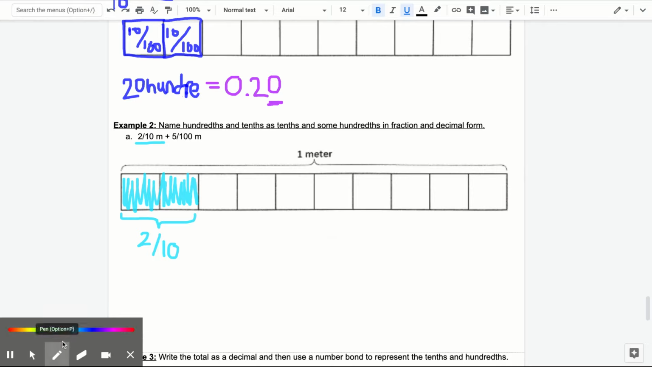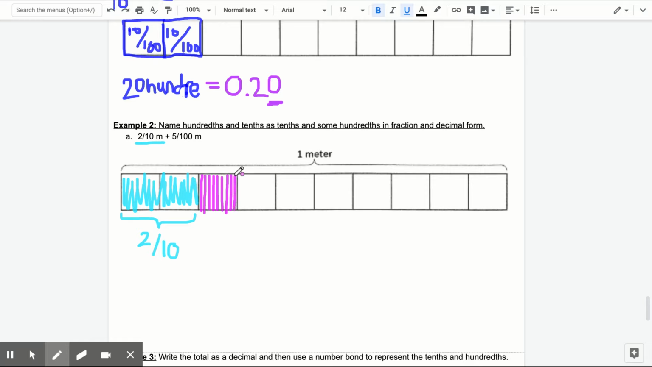So the easiest way for me to do this is to remember that if I split this third piece up into 10 pieces, then those pieces would each be 1/100th. Let's see if Miss Martin can get 10 this time. 1, 2, 3, 4, 5, 6. Oh, I think I might do it. 7, 8, 9, and 10. Awesome.